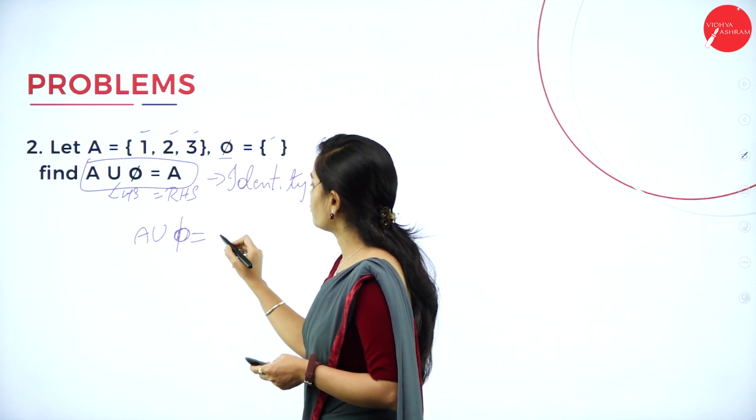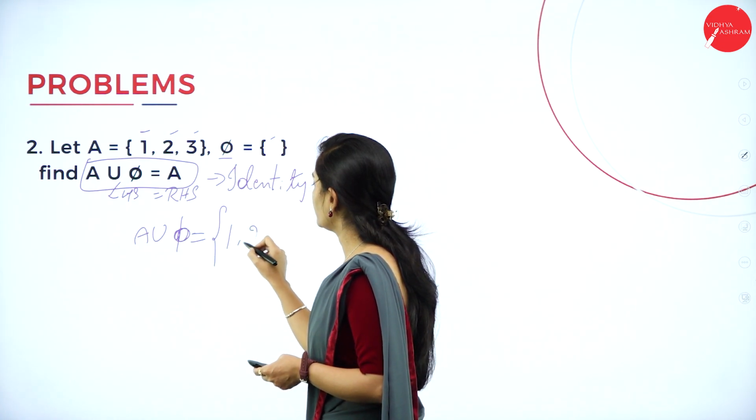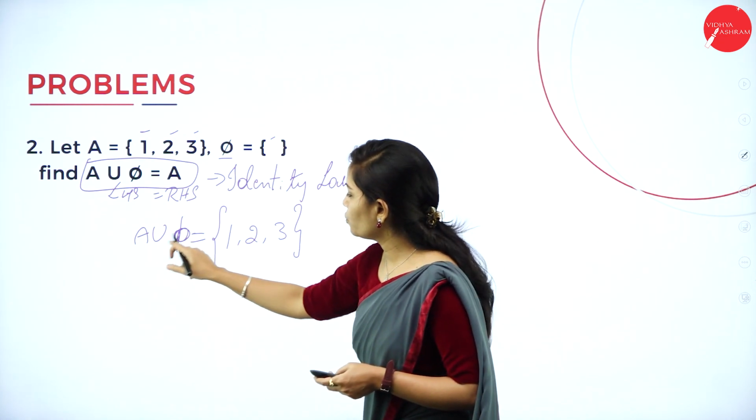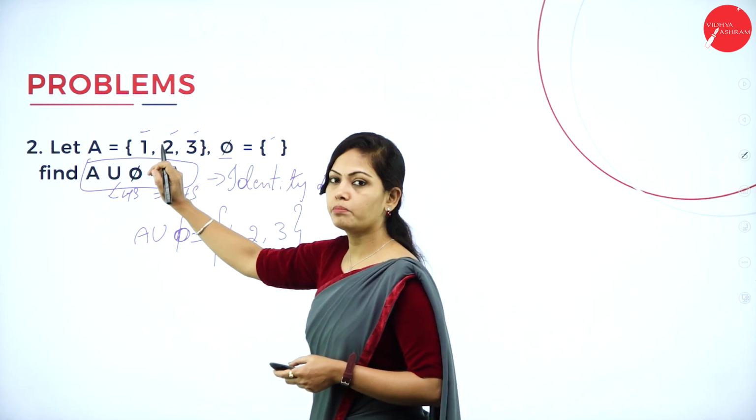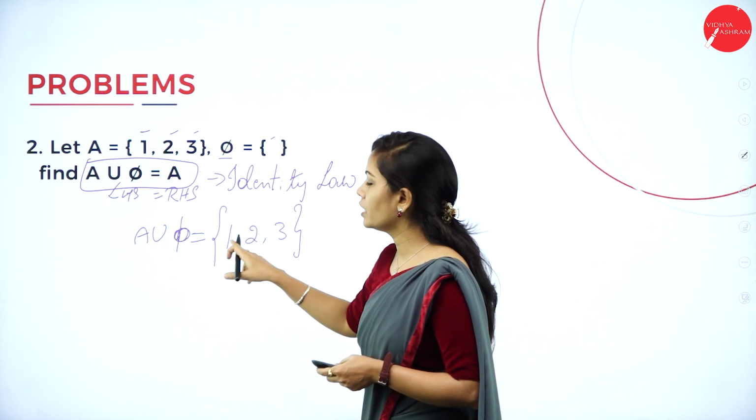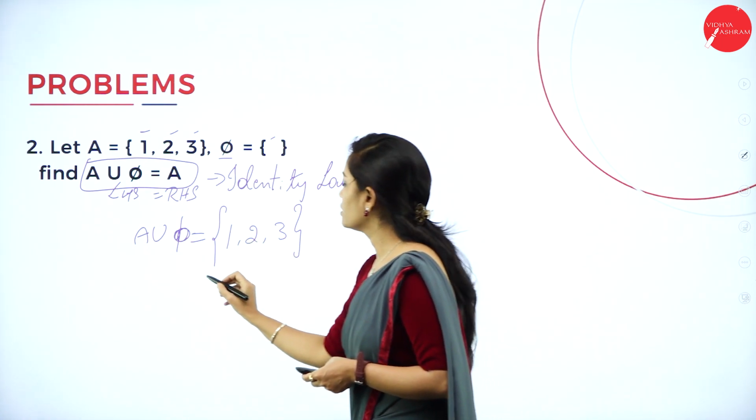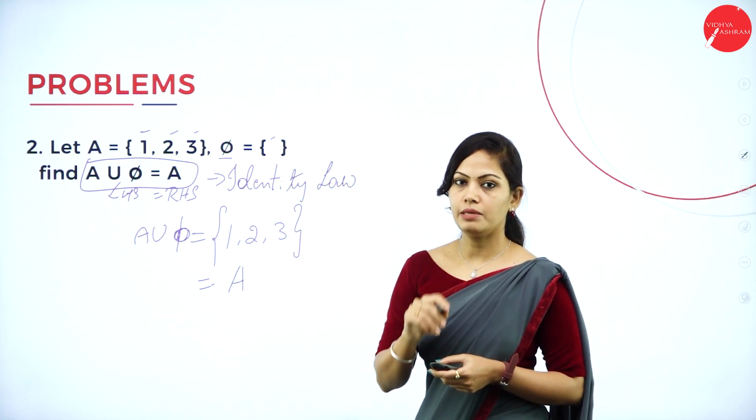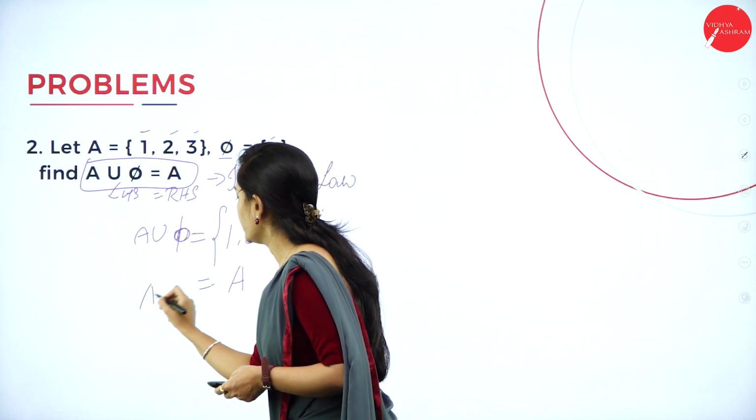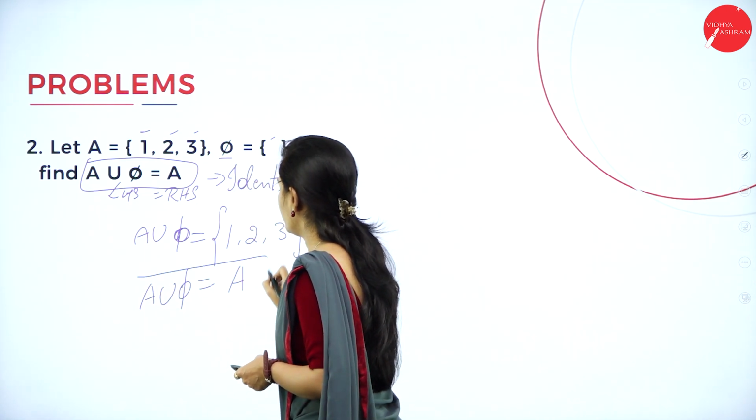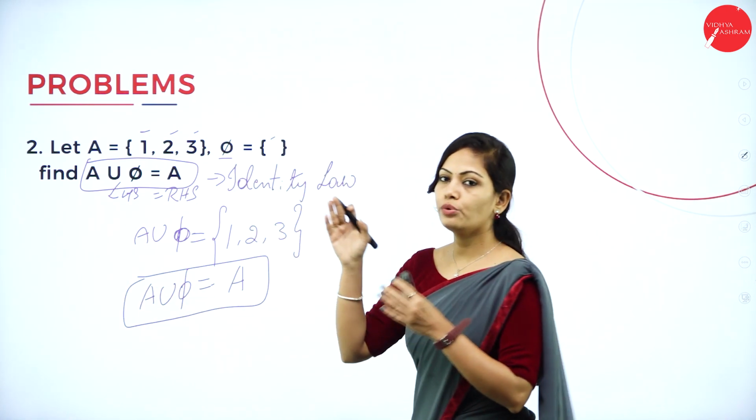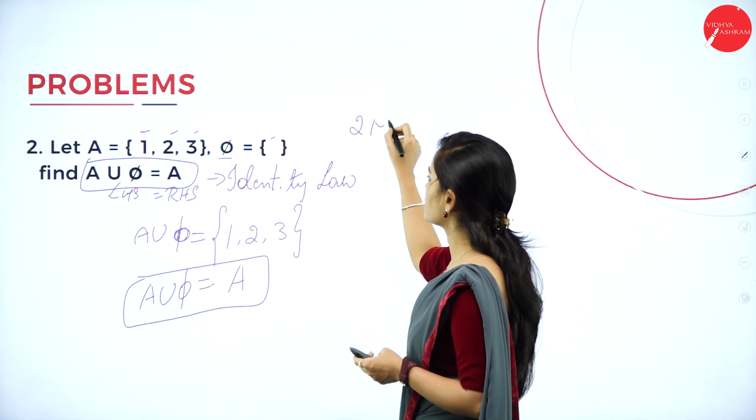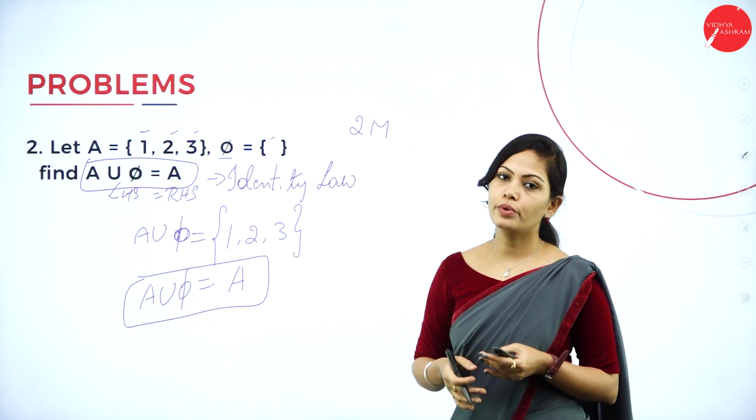So what is A union phi now? Again you will get 1, 2, 3 only. Clear? A union phi is the null set, but in set A we have 1, 2, 3. So 1, 2, 3 I can write as A, the set A elements. So the equation is proved: A union phi is equal to A only. A very simple concept for 2 marks. You can prove any type of these questions easily.